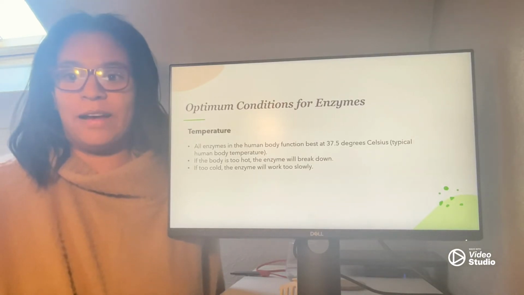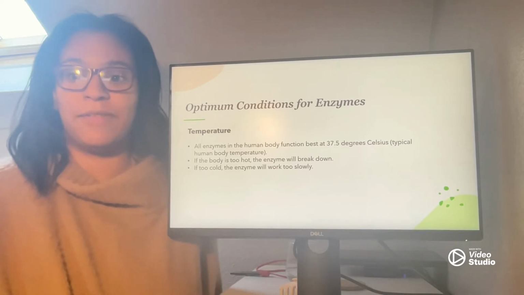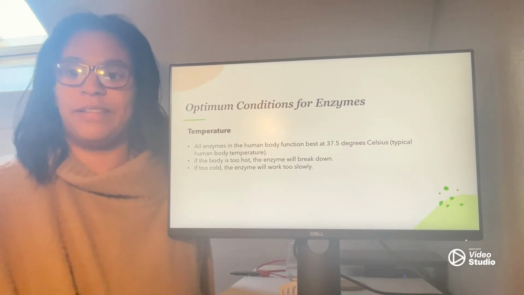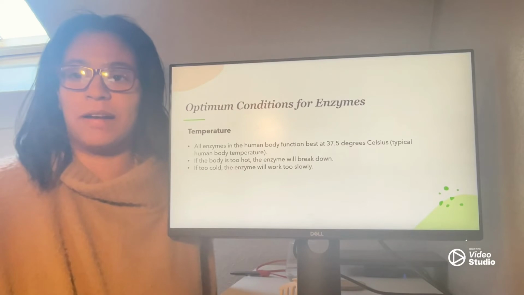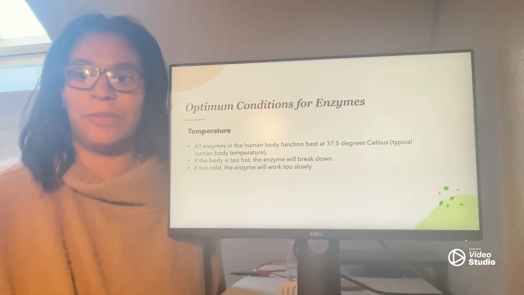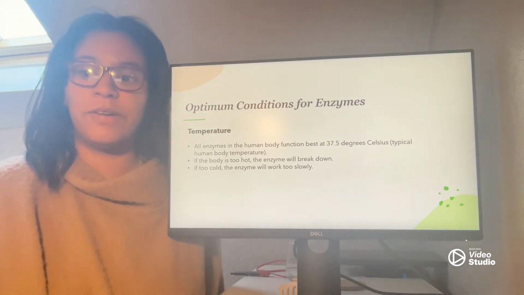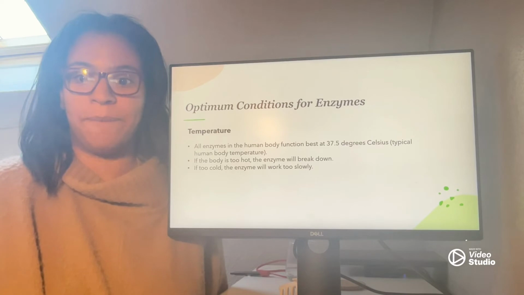Each perform best at their optimum conditions. In terms of enzymes, this relates to temperature or pH levels. The optimum temperature for enzymes is the human body temperature, which is around 37.5 degrees Celsius. This means if you have a fever and your body temperature increases too much, the enzyme will stop working, whereas if the body is too cold, the enzyme will work too slowly.